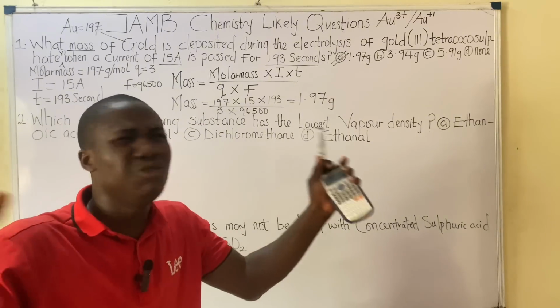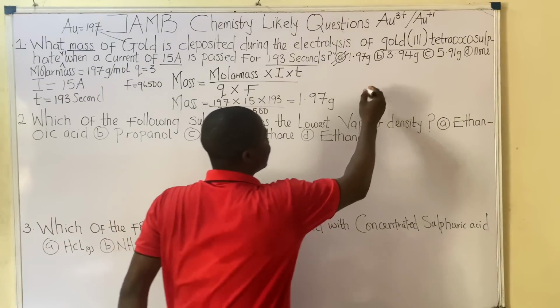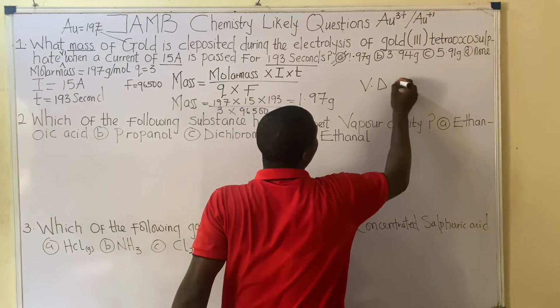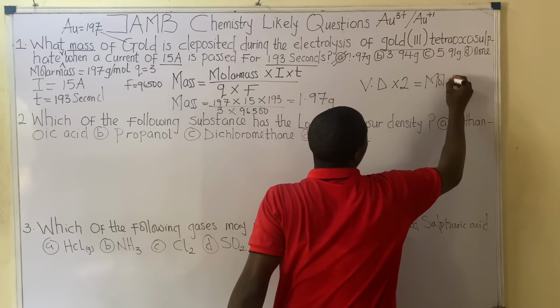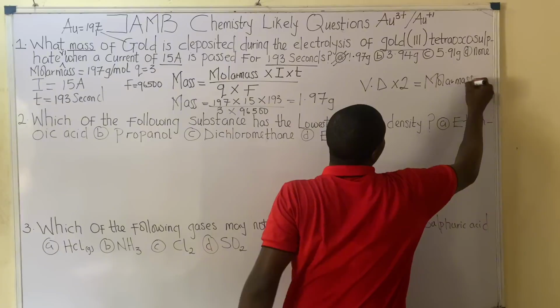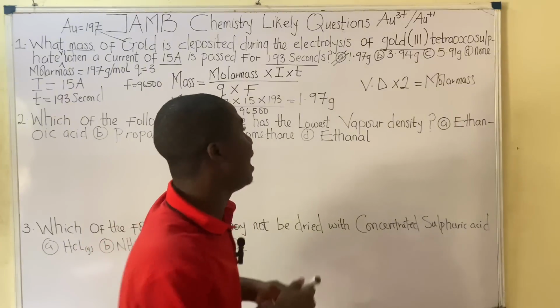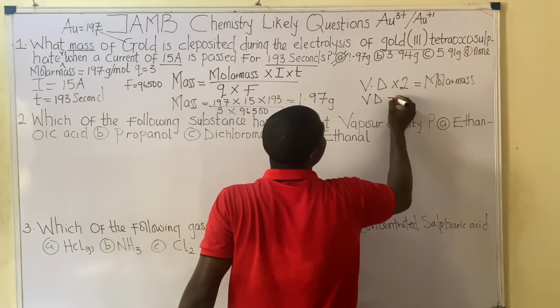So which formula actually relates to vapor density? Let me write it out. To know vapor density, you have to note this formula. Vapor density, which we will be using VD for, times 2 is equal to molecular mass, or we can actually say molar mass. Are you getting me now? Vapor density times 2 gives us molar mass. Then they are asking us to get vapor density. What becomes vapor density? It's actually very easy.